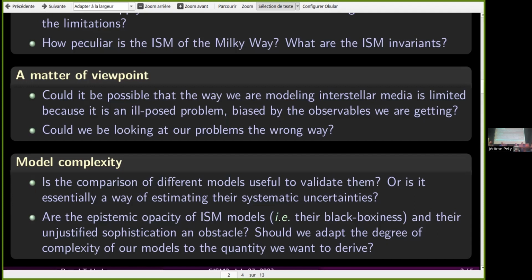Comments, questions? I think I agree with Benjamin, because we really need toy models to understand what's going on physically. It's complicated to trust complex models, but it's easier to understand what's going on in toy models. And if the model is too complex, how could we trust it?